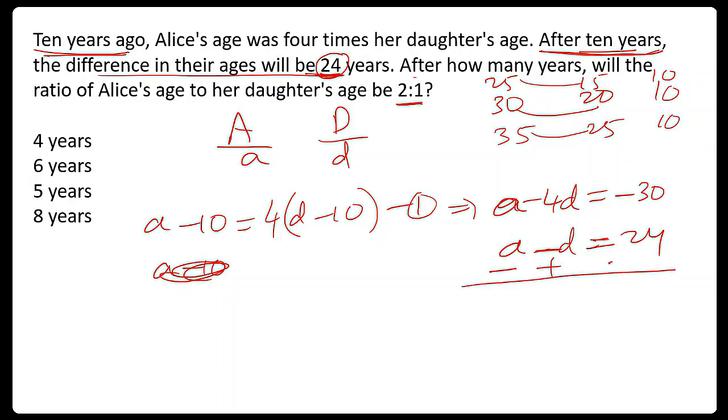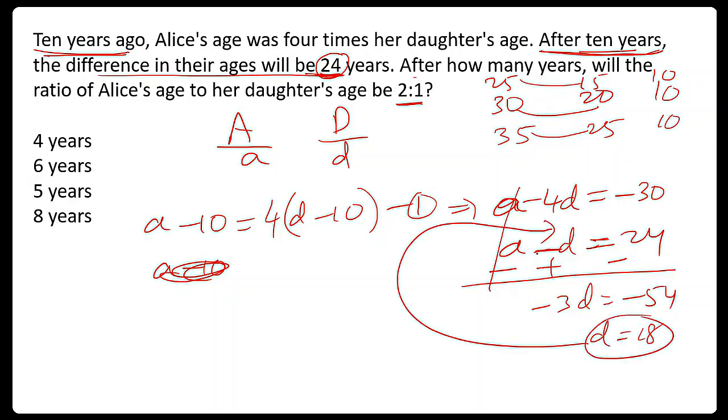So now I am subtracting. This is minus plus minus. A gets cancelled. Minus 3D is equal to minus 54. D is equal to 18. On substituting D is equal to 18 in the second equation, I'll get A is equal to 42. So Ali's age is 42, daughter's age is 18. We want Ali to be twice her daughter. So let's go by options.